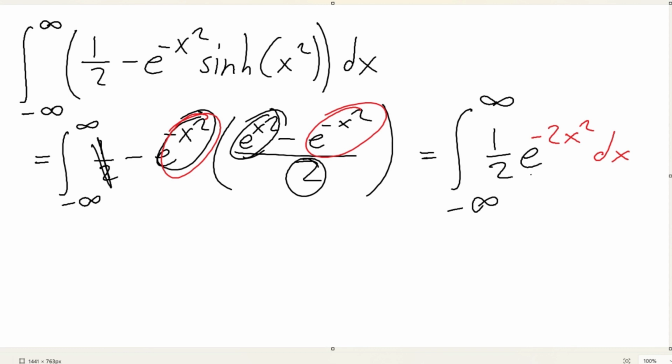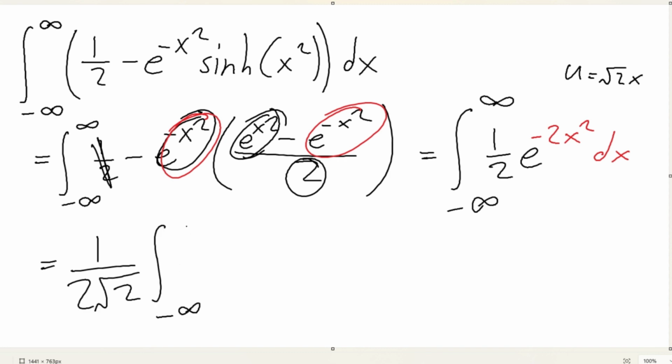Now, what do you see? Now we see if we let u equal square root of 2 times x, now this is 2 over root 2, negative infinity to infinity, e to the negative u squared du. And so now our answer is root pi over 2 root 2.